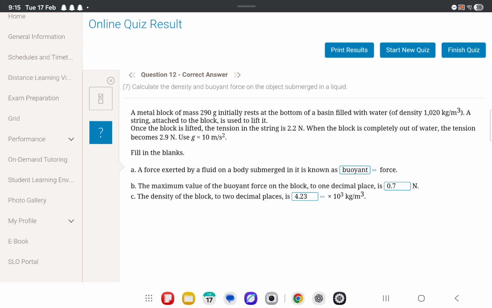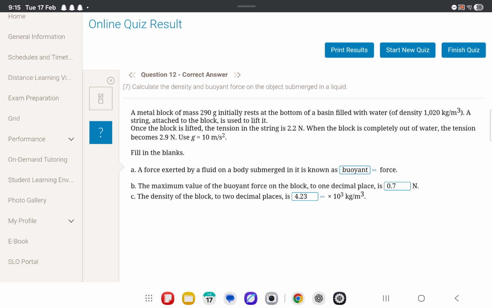Okay, question 12 says, a metal block of mass 290 grams initially rests at the bottom of a basin filled with water of density 1020. A string attached to the block is used to lift it. Once the block is lifted, the tension in the string is 2.2. When the block is completely out of the water, the tension becomes 2.9.